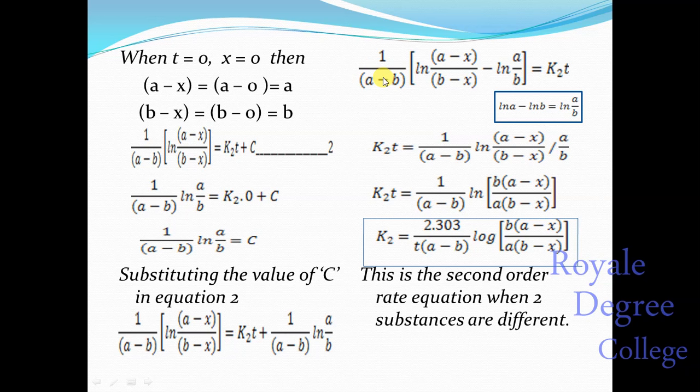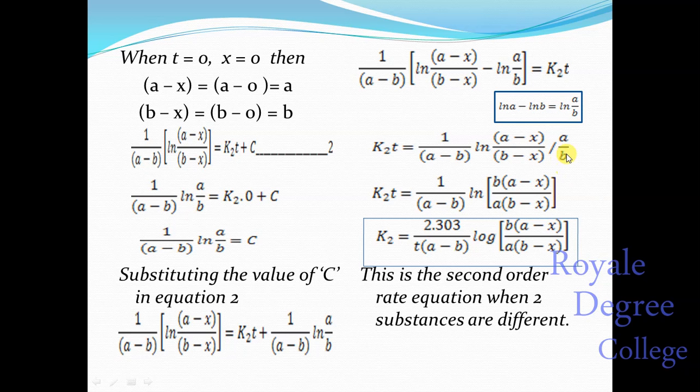Then in our next step, we are using this formula, that is ln a minus ln b is equal to ln a by b. See here, this whole a minus x by b minus x is ln a. Then minus ln b. So ln a by b we are writing. Here the k2t is equal to 1 by a minus b ln a minus x by b minus x. This is ln a. So this whole value a minus x by b minus x, divided by a by b, is whole. So a by b, ln a by b.